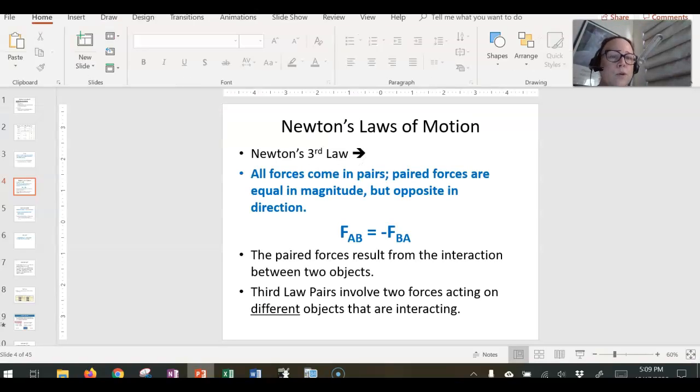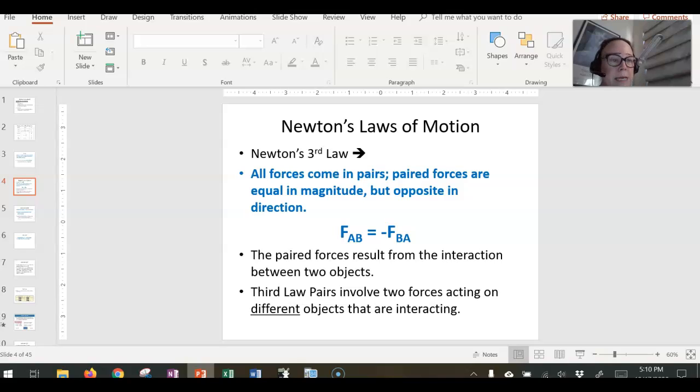This webcast is going to talk about Newton's third law of motion and how to identify Newton's third law pairs of forces. Newton's third law tells us that all forces are created as a pair of forces. You cannot have a single force because every force is a result of an interaction between two objects.